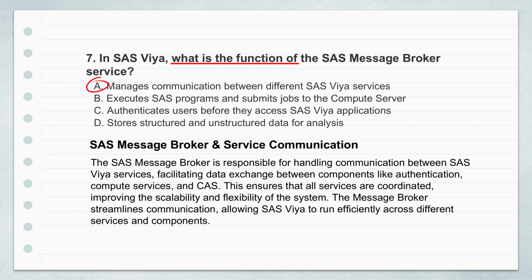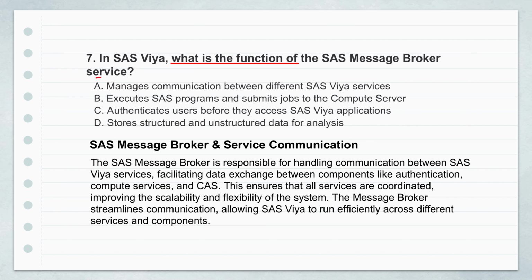In a distributed system like SAS Viya, you have numerous independent services that need to collaborate and exchange information seamlessly. Right. The message broker acts as the intermediary, ensuring reliable and efficient communication between components like the compute servers, the SAS engine, and the various management services.